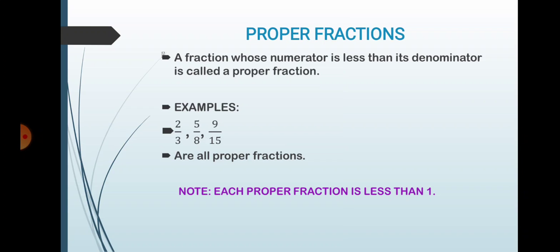Proper fraction. A fraction whose numerator is less than its denominator is called a proper fraction. So here are few examples: 2 by 3, 5 by 8, 9 by 15. As we all know, 2 is in the numerator, 3 is in the denominator. 2 is less than 3. So it's a proper fraction. So likewise 5 is less than 8 and 9 is less than 15. So these three are examples for proper fraction. An important note to be noted: each proper fraction is less than 1. If we find the value of this fraction, it will be less than 1.